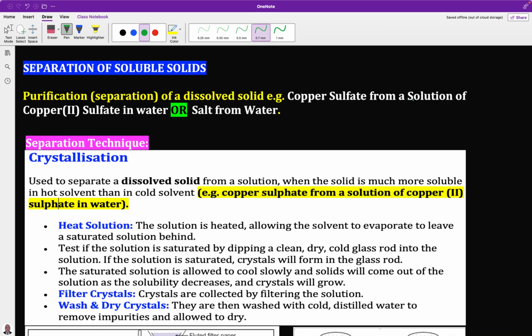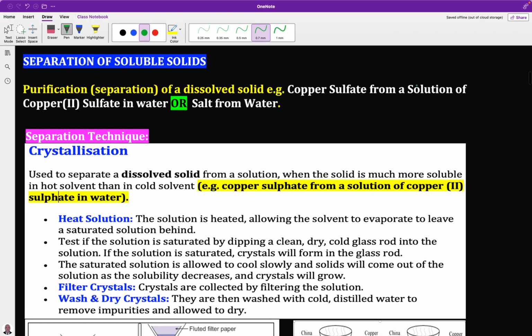How can you separate soluble solids? What technique is used in the separation of soluble solids? The most common technique used in this process is crystallization. Crystallization is the method used for the separation of soluble solids. So it is used to separate dissolved solids from a solution. Our example was copper sulfate from a solution of copper 2 sulfate in water.